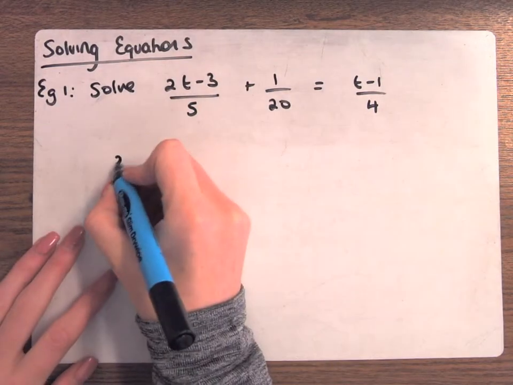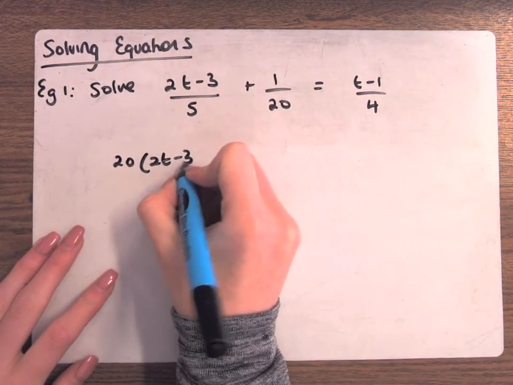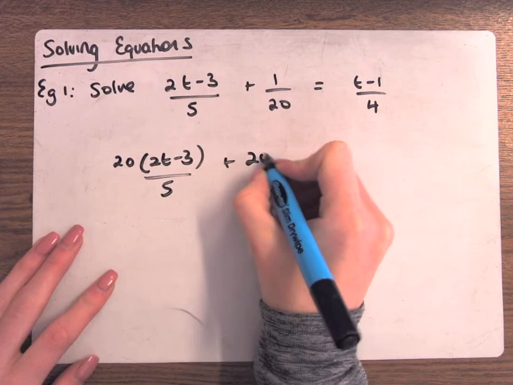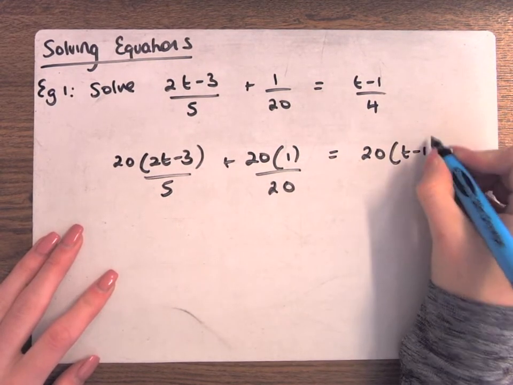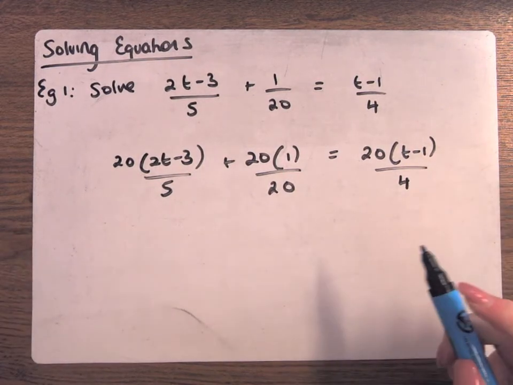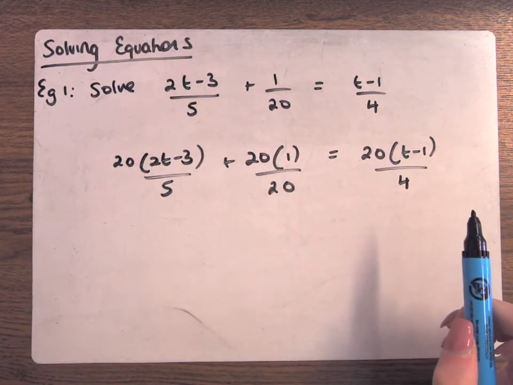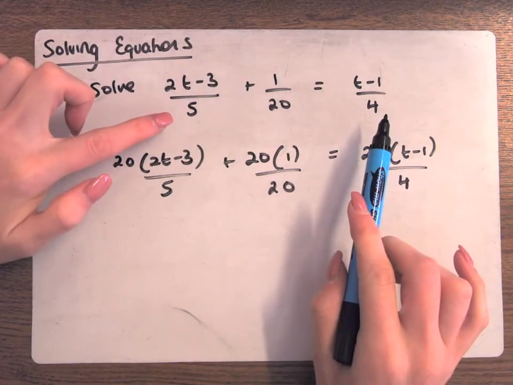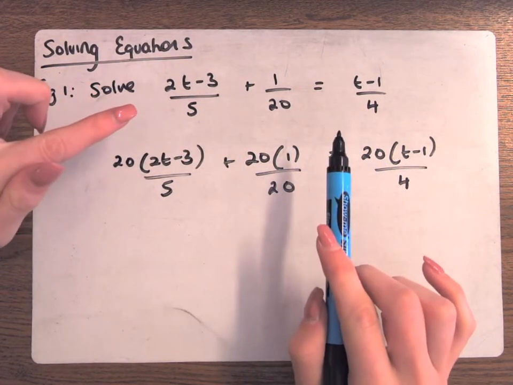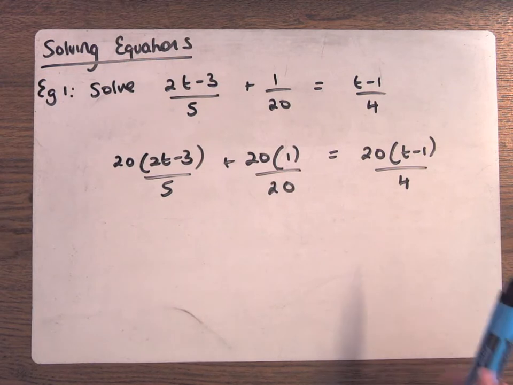So I'm going to multiply this by 20, this by 20, and a 20 here. Why don't you multiply it by like 4 if you get 20 on the bottom? So what you're looking for is what do 4, 5 and 20 all go into? Oh, so 20 has to go into it as well. Exactly.